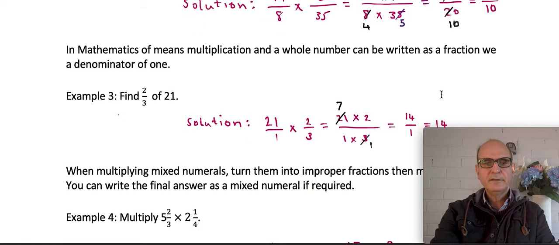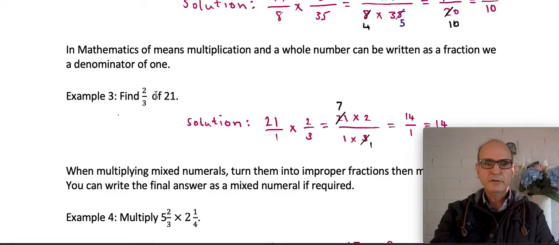The other thing that we need to remember in mathematics is that of means multiply. And also a whole number can be written over 1 to change it into a fraction. For example, if I have 8, I can write it as 8 over 1. If I have 9, I can write it as 9 over 1. Let's look at an example.